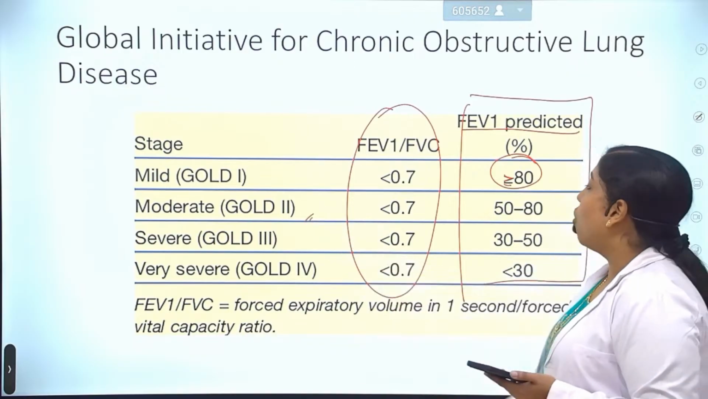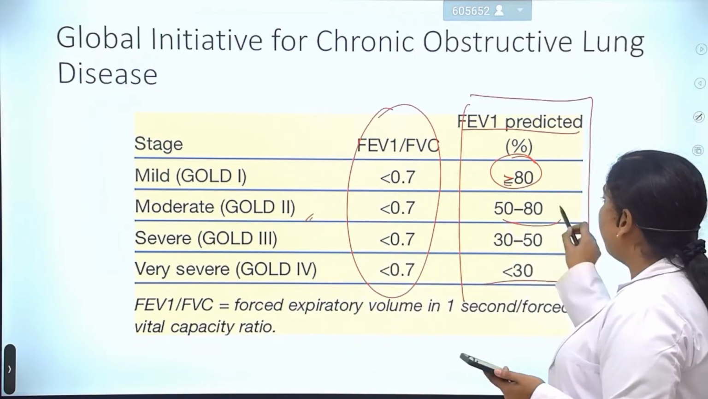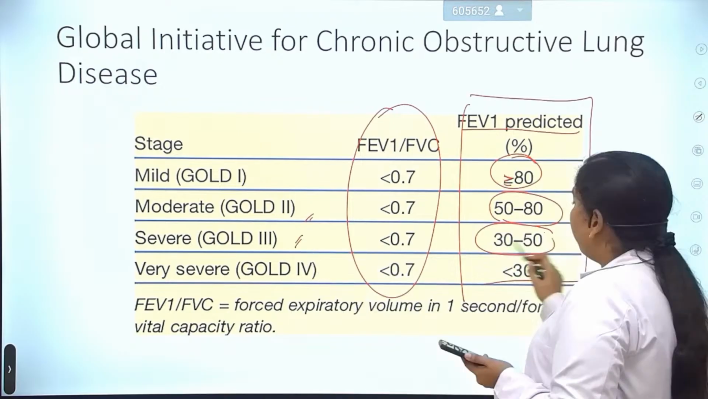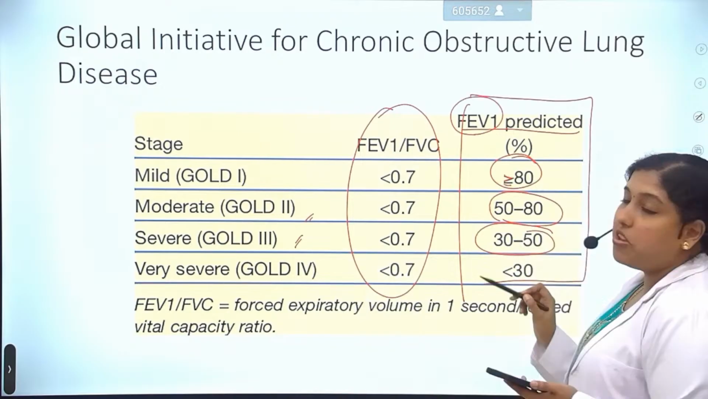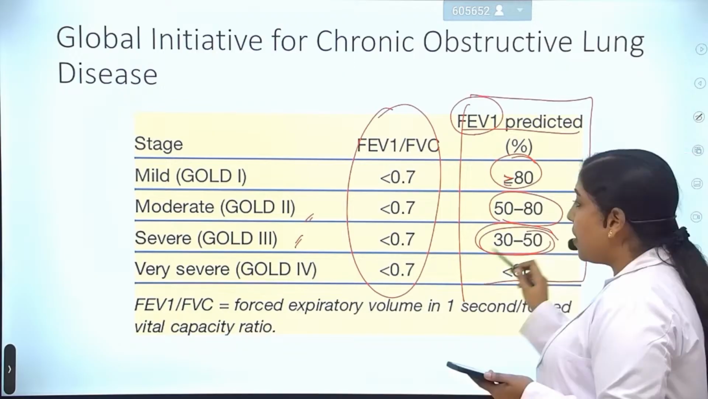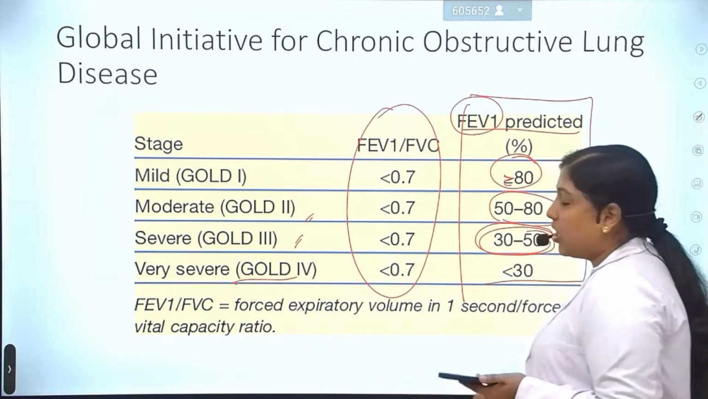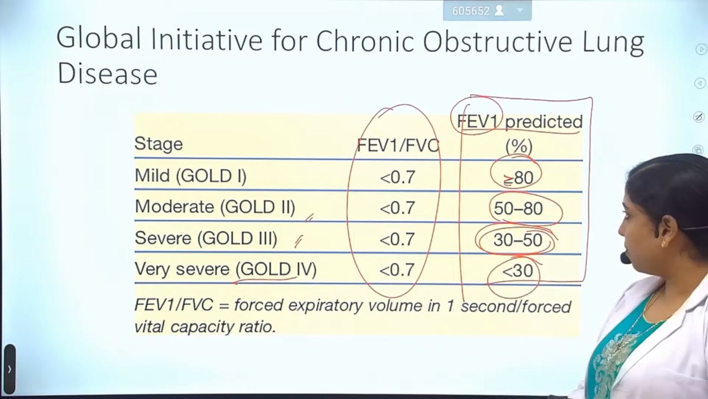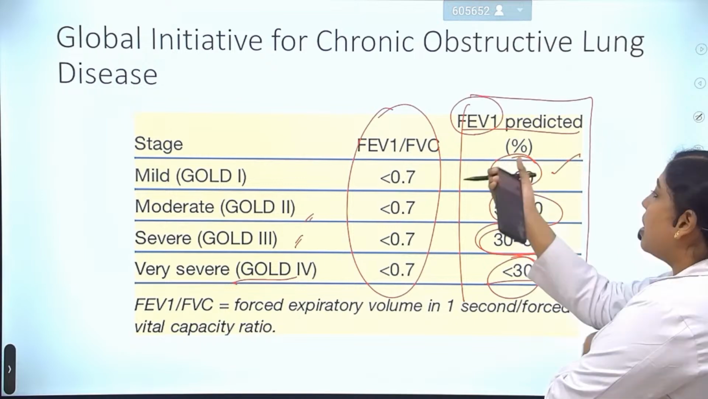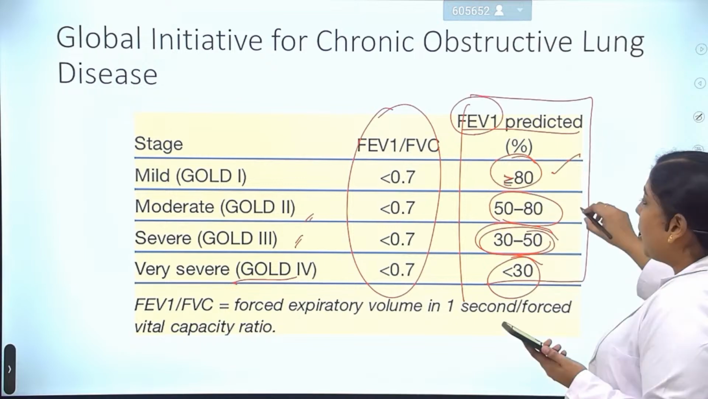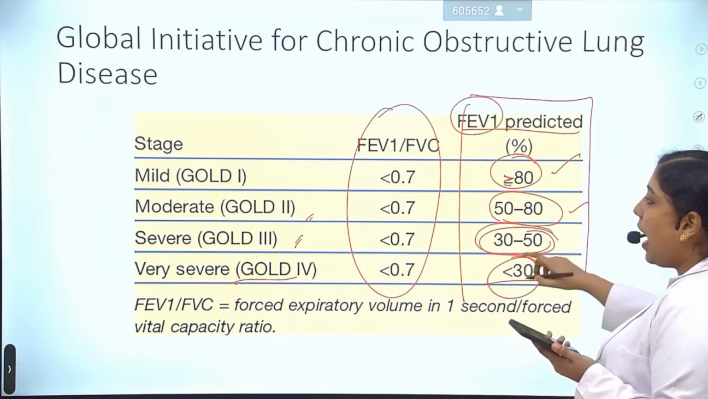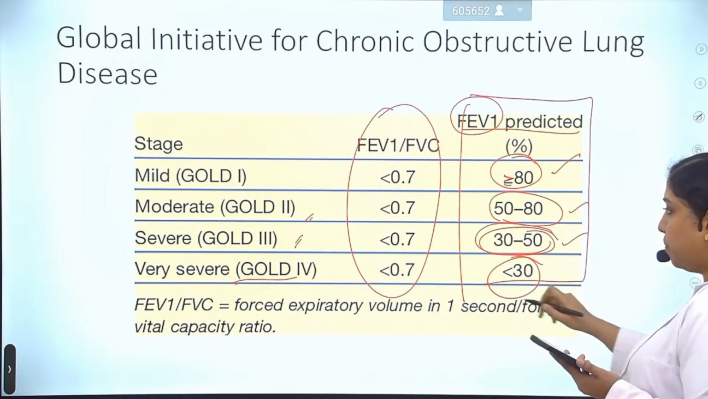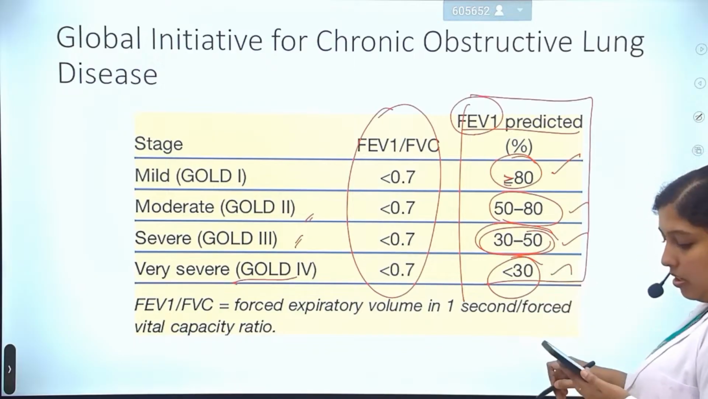Moderate, GOLD 2, is 50 to 80. Severe, GOLD 3, is 30 to 50. The FEV1 value is 30 to 50. Then very severe, that is GOLD 4, is less than 30. To repeat, mild is greater than or equal to 80. Moderate, GOLD 2, is 50 to 80, and severe, GOLD 3, is 30 to 50. Then we have very severe, which is less than 30.